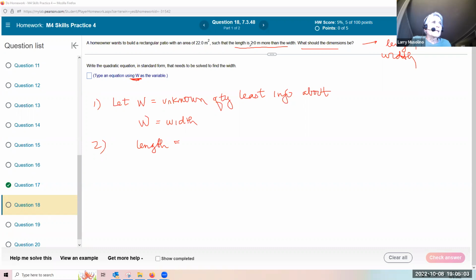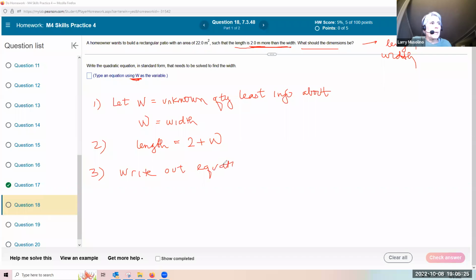Well, here's the sentence. The length is 2 more than the width. 2 more than means add. So I'm going to do 2 plus the width, but the width is w. So the length is 2 plus w. All right, let me go ahead now and write out an equation to get started.